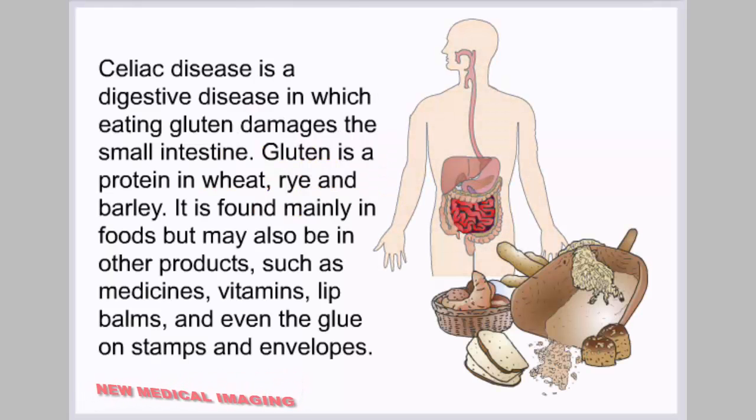Celiac disease is a digestive disease in which eating gluten damages the small intestine. Gluten is a protein in wheat, rye, and barley. It is found mainly in foods but may also be in other products such as medicines, vitamins, lip balms, and even the glue on stamps and envelopes.